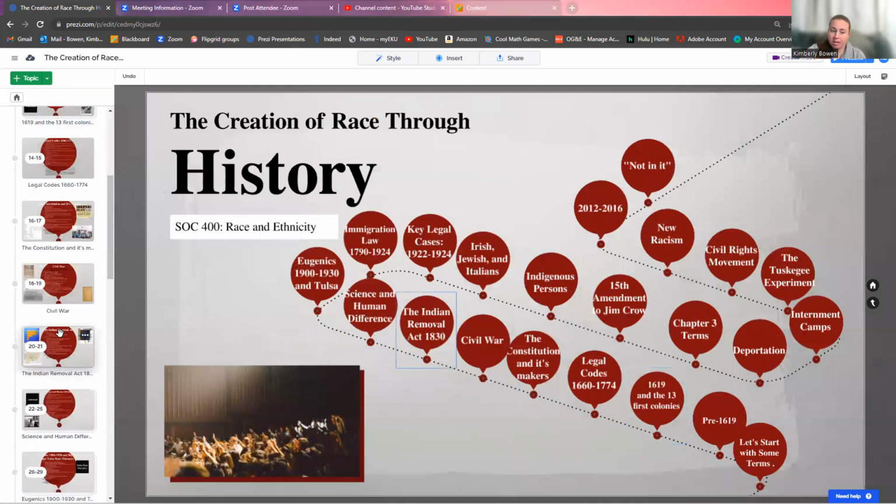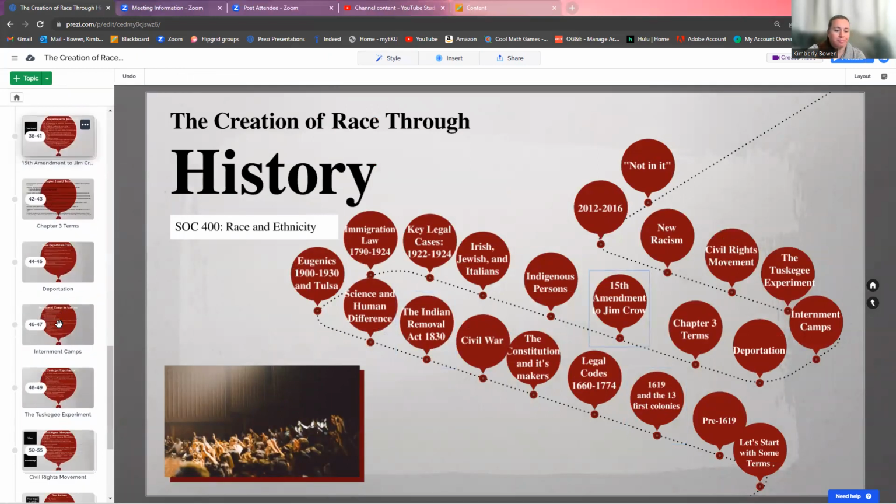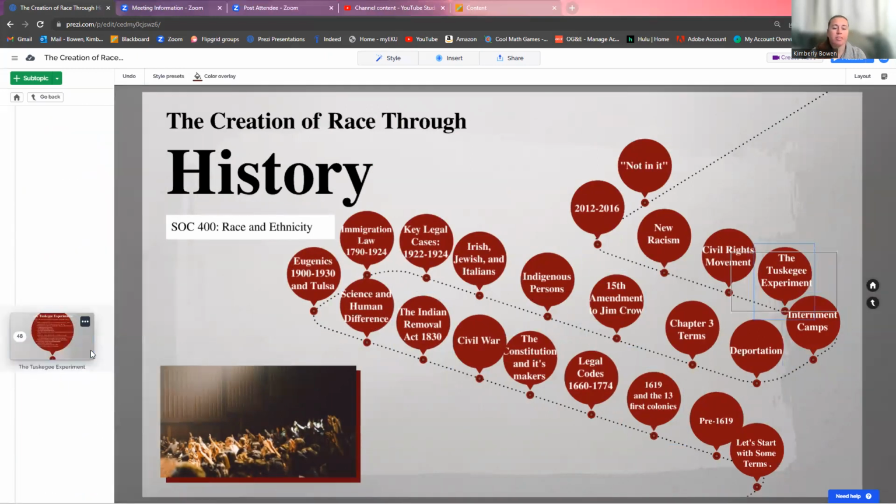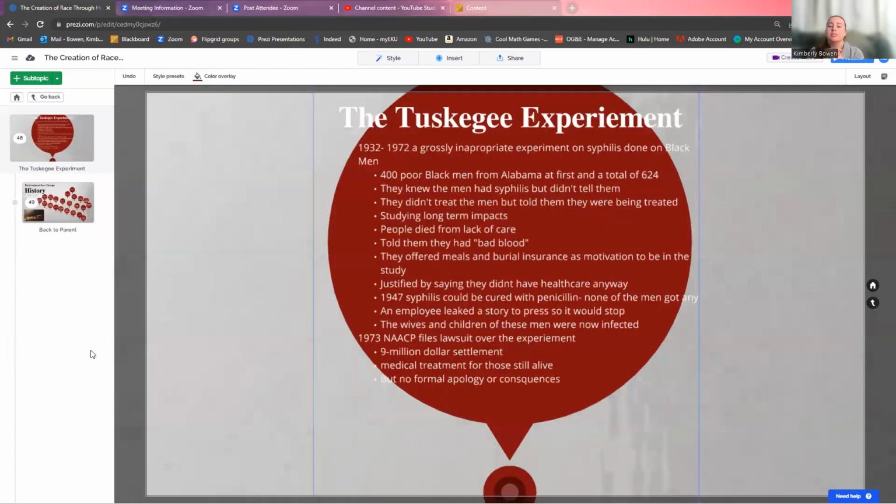All right. Again, we are almost there, y'all. All right. So let's talk about the Tuskegee Experiment. From 1932 to 1972, a grossly inappropriate experiment on syphilis was done on Black men in the South.